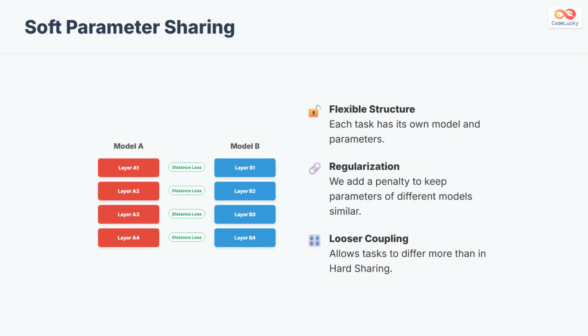The second approach is soft parameter sharing. Here, each task actually has its own separate model and parameters. However, we connect them during training using a regularization technique. We punish the models if their parameters become too different. This allows for more flexibility while still encouraging them to learn similar features.